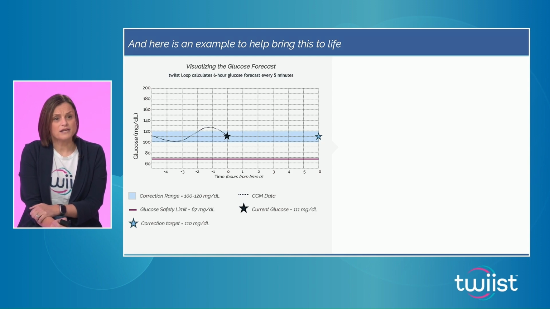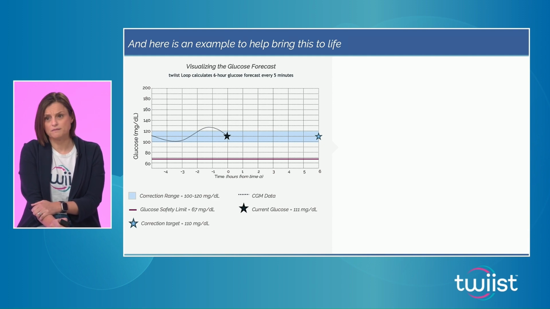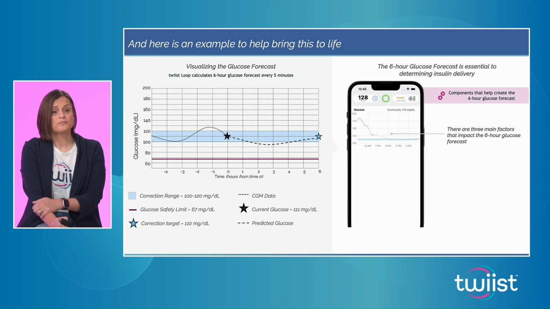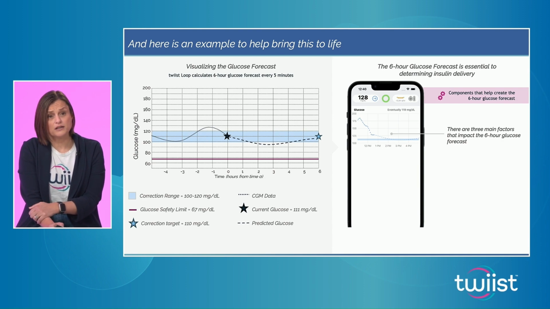What a person with diabetes is going to see on their screen is their current glucose and the CGM data leading up to this. And traditionally, this is all that a user would see on their AID system in the other AID systems. What's really nice about Loop, though, is that they can see the full 6-hour prediction that the algorithm is using to make dosing decisions. The 6-hour forecast is essential to determining the insulin delivery. So this is what that 6-hour forecast is going to look like on the person's screen as they're using the device.